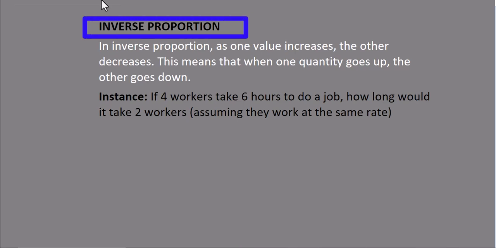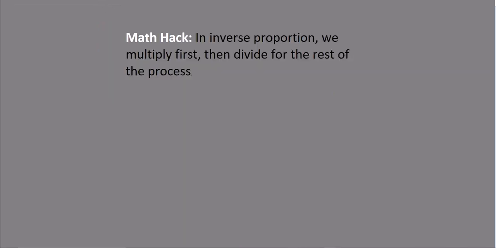Inverse proportion. In inverse proportion, as one value increases, the other decreases. This means that when one quantity goes up, the other goes down. Okay, just before I continue with this instance, let's go through the math hack for inverse proportion. In inverse proportion, we multiply first, then divide for the rest of the process.